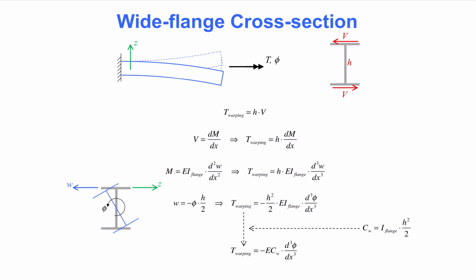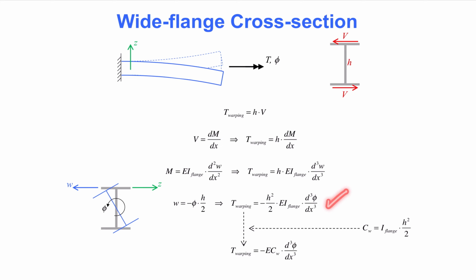The expression for the torque now contains the third-order derivative of the rotation, phi, as shown here. This is the final differential equation for warping torsion, except we are missing equilibrium between the torque and externally applied distributed load on the beam. That equilibrium equation is derived in the video on St. Venant torsion, and we will include it on the next slide.